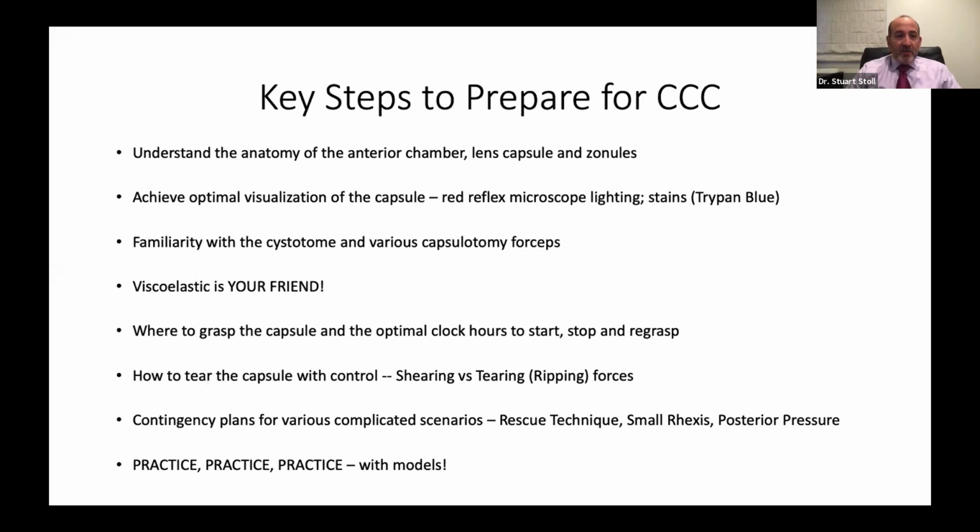You have to be able to see what you're doing in order to understand what's going on and control that capsulotomy. You need to have familiarity with the cystotome and various capsulotomy forceps, and understand that viscoelastic in the operating room is your best friend. It's a powerful tool you can use to your advantage.